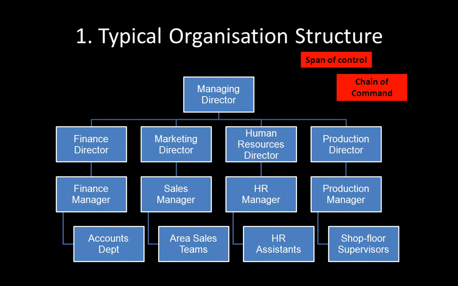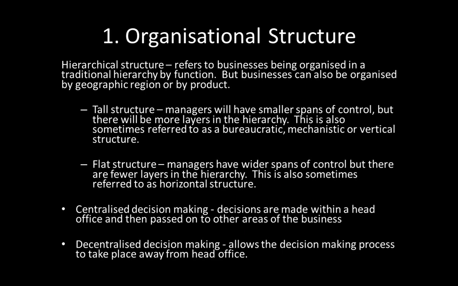Chain of command is about the formal channels of communication throughout the hierarchy. So the managing director will tell his directors, the directors will then tell the managers, who will then tell the assistants or the supervisors, and so on down the hierarchy. And likewise, if we need upwards communication, we go back through the same route. So it's the formal channels of communication in the organisation chart.